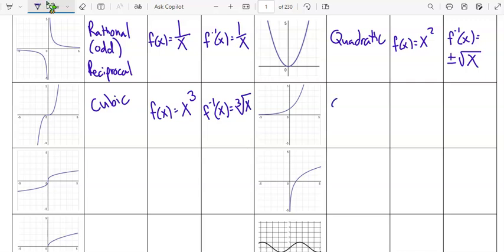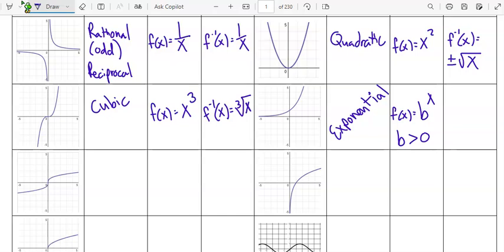This one is an exponential. The formula for this is f of x equals b to the x power, where b is some number that is greater than 0. Common numbers they use for b are 2, e, which is close to 2, and 10. But it could be any number as long as it's greater than 0. And then the inverse, f inverse of x, is equal to log base b of x. And again, b has to be greater than 0.